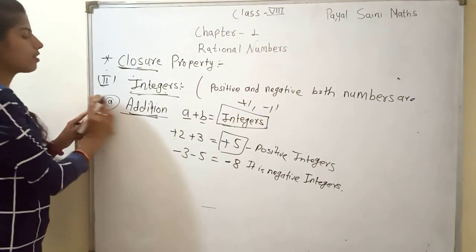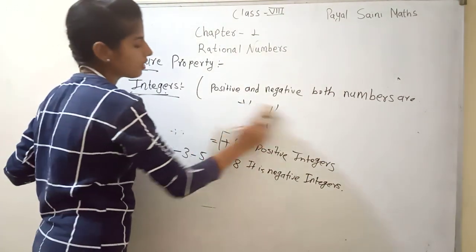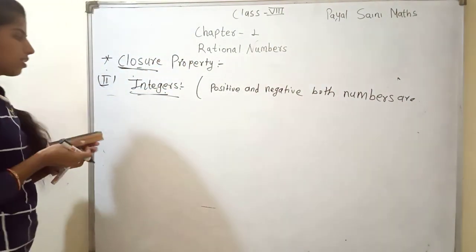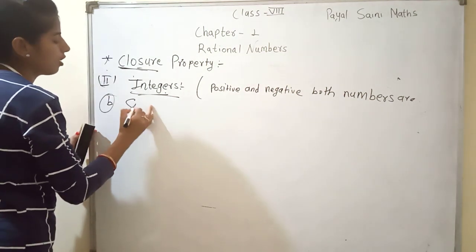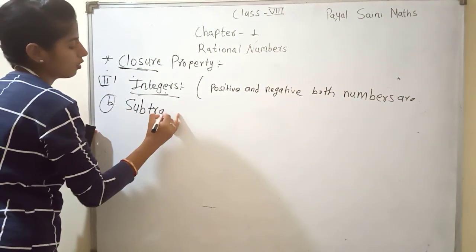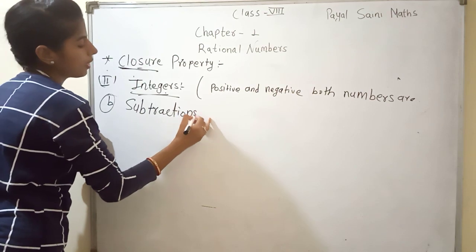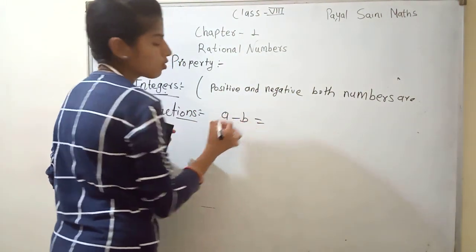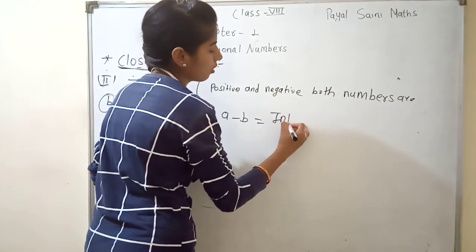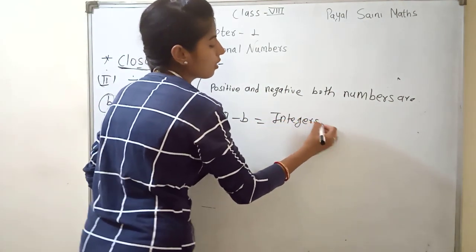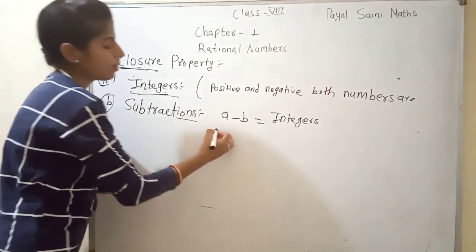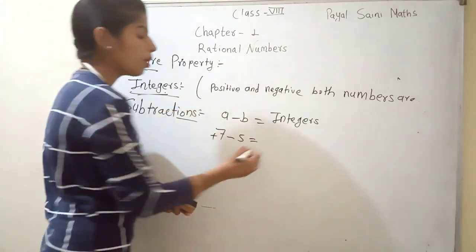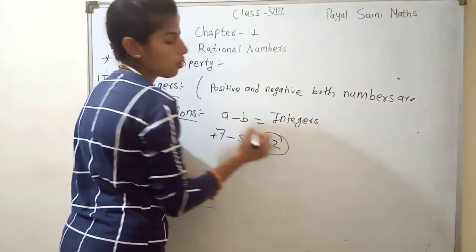Now we start our second point. What is our second point? For subtraction. B point is subtraction. For subtraction, we know that a minus b, then your answer should become an integer. For example, 7 minus 5, then 7 minus 5 is plus 2. Plus 2 is a positive integer.